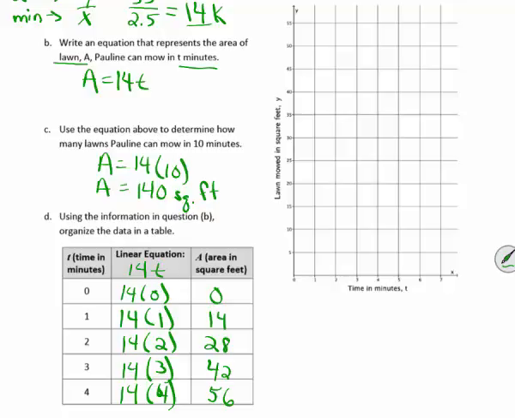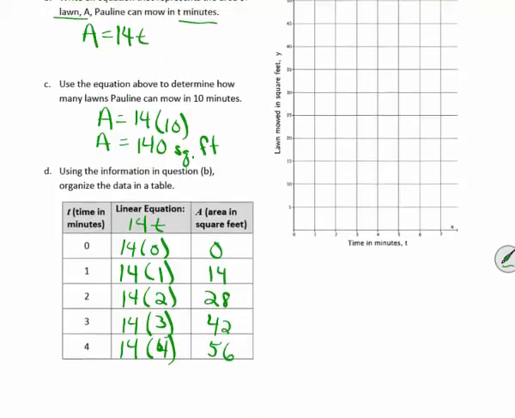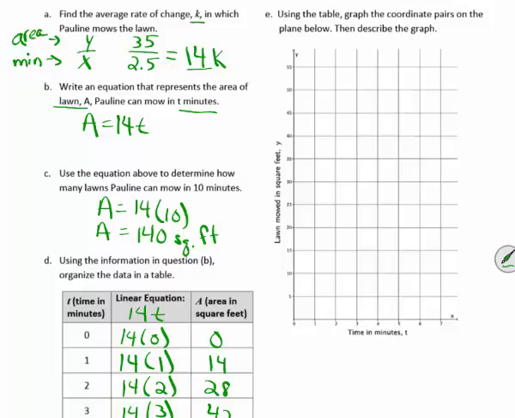Okay, now what else do they want us to do with this information? Using the table, graph the coordinates. So we're going to have 0, 0. We're going to have 1, 14, and we do have to estimate a little bit. 2 is at 28. 3 is going to be 42. And 4 was, I believe, 56.